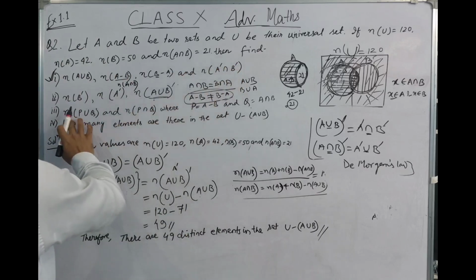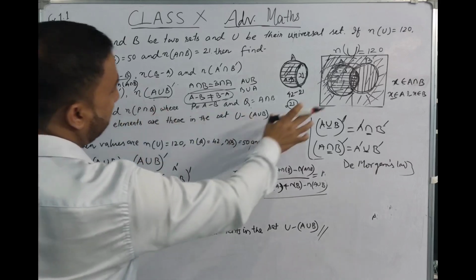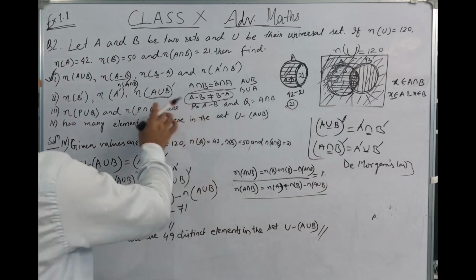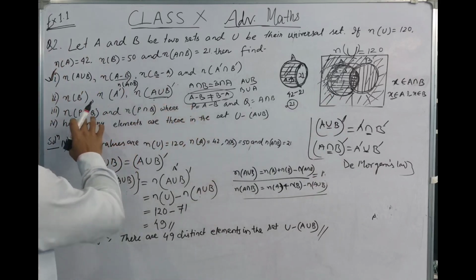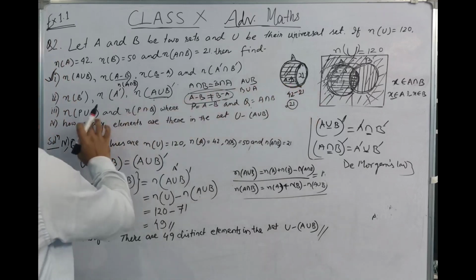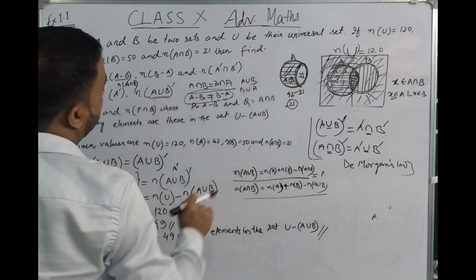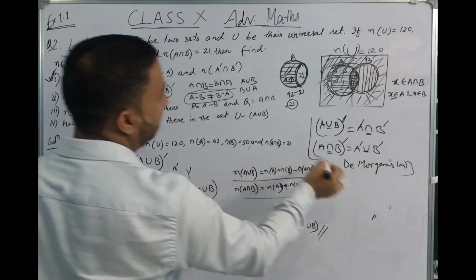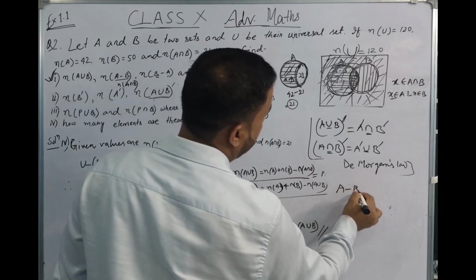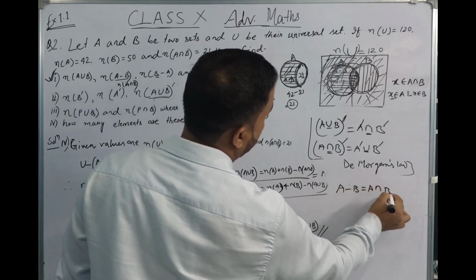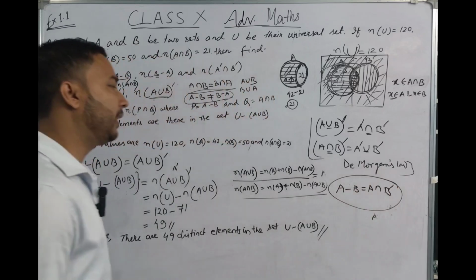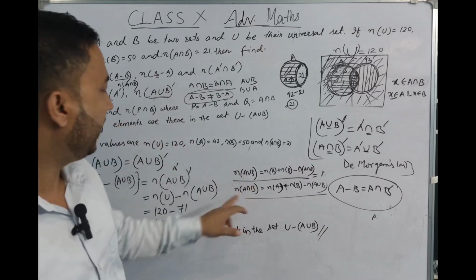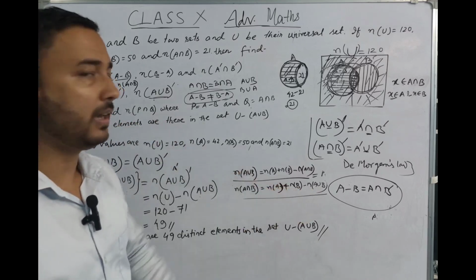Number of P union Q and number of P intersection Q, I clearly taught you how to find the values of P union Q and P intersection Q. P union Q from the Venn diagram we got as A, and P intersection Q from the Venn diagram we got as the null set phi. And by using the formula A difference B equals A intersection B complement, we can also get that P union Q is equal to A and P intersection Q equals the null set.